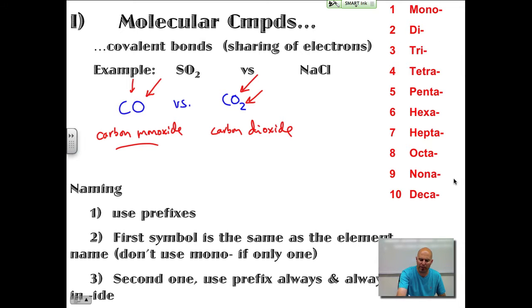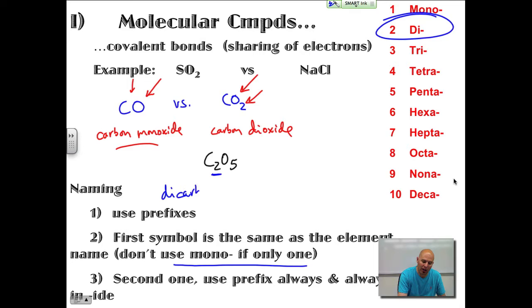I think I'd thrown up this as well, C2O5. Obviously, the first one has more than one, so we don't use the mono if there's only one, but we do use the prefix if there is more than one. So dicarbon. Notice we keep the whole name, carbon. And then penta oxide.